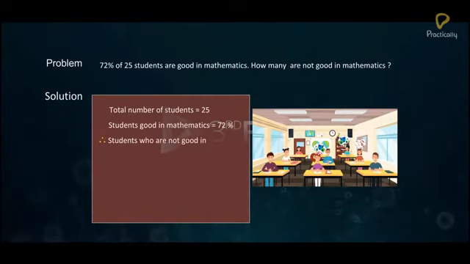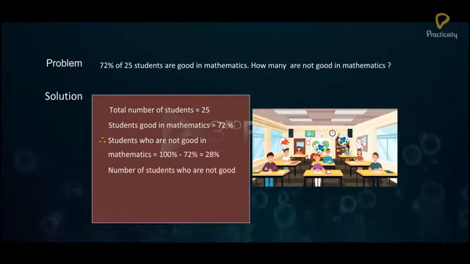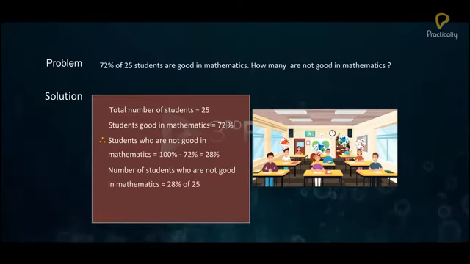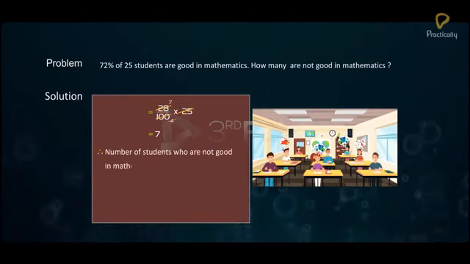Therefore, students who are not good in mathematics is equal to 100% minus 72%, which equals 28%. Number of students who are not good in mathematics can be found as 28% of 25 students. It is equal to 28 by 100 into 25, which is equal to 7. Therefore, the number of students who are not good in mathematics is equal to 7.